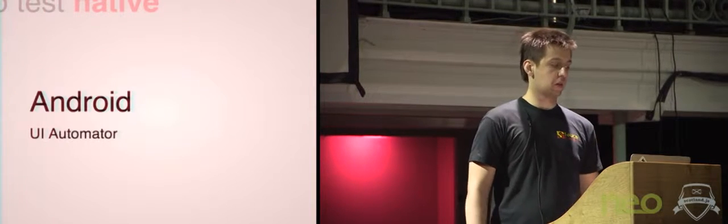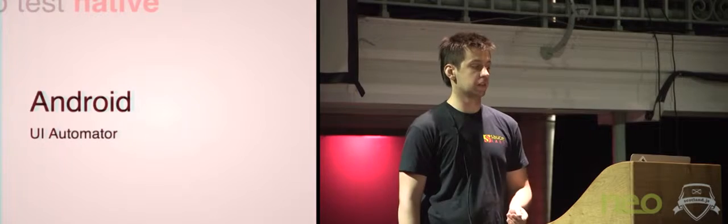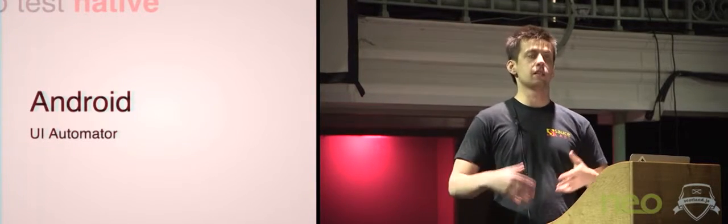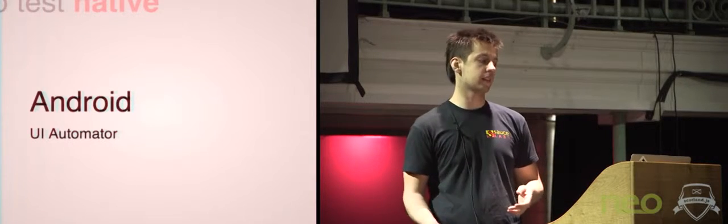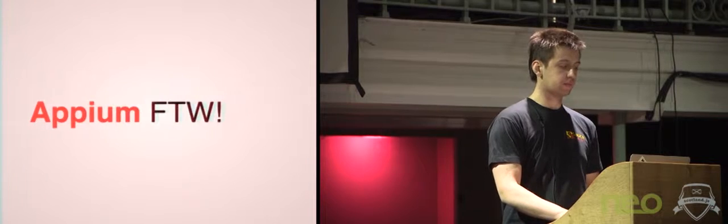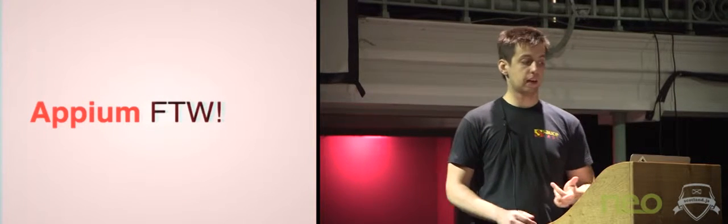Pretty similar situation for Android devices. There is UI Automator, and you basically create a test in a jar file and upload it to the device, and the test is run against your application. But the answer for that is Appium.